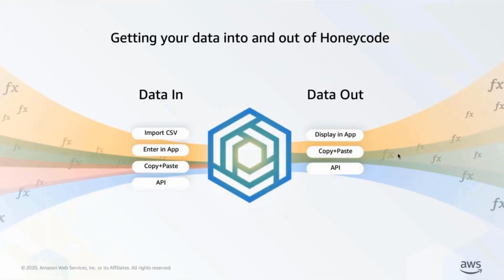Most builders get started by importing data from a CSV or simply pasting their information into the tables. Honeycode's APIs allow information to flow into and out of Honeycode. Currently, the APIs require IT level skill sets to set up. But for more information on the APIs, please see the developer tools section of the community forum.